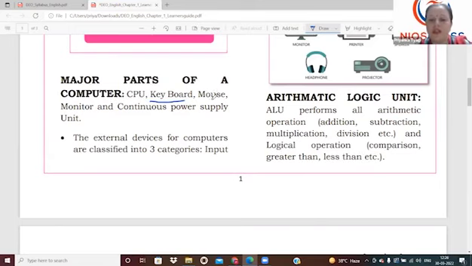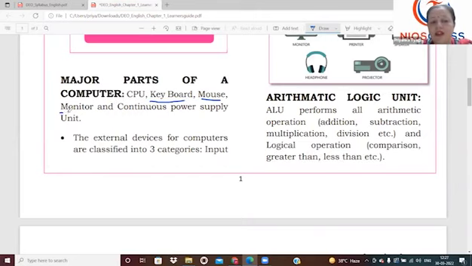Now, one more major part is the mouse. Mouse is also an input device. Later on, we will discuss it in detail. Here, I want to tell you one important point, that it is a pointing device. We can select so many types of software and files from the computer system.